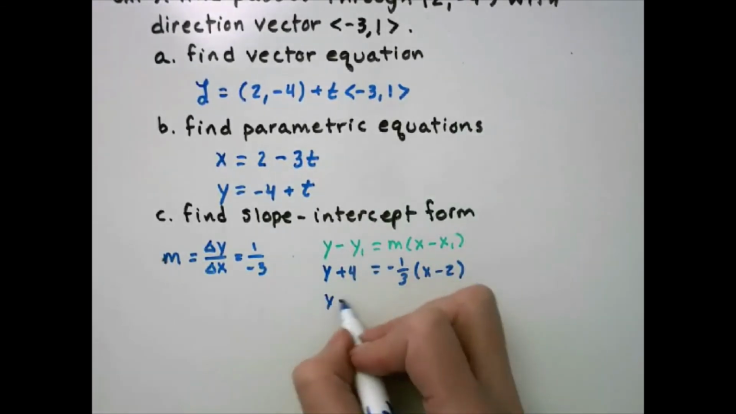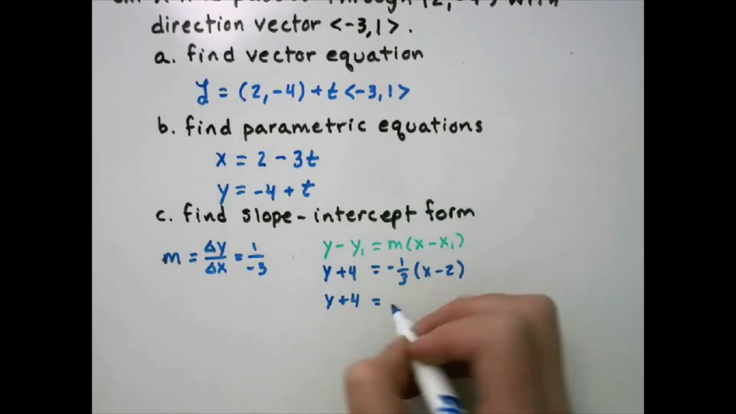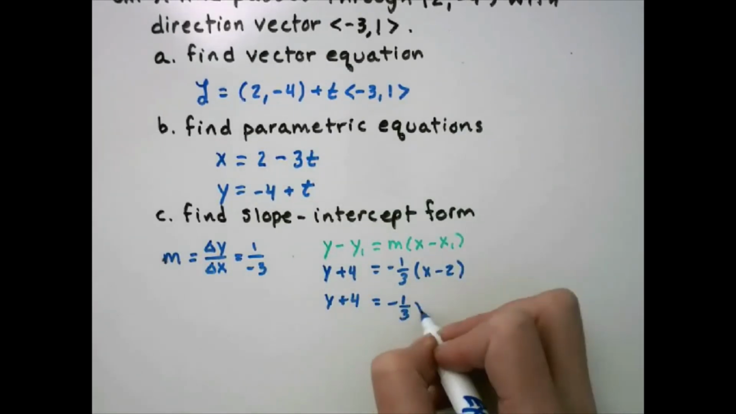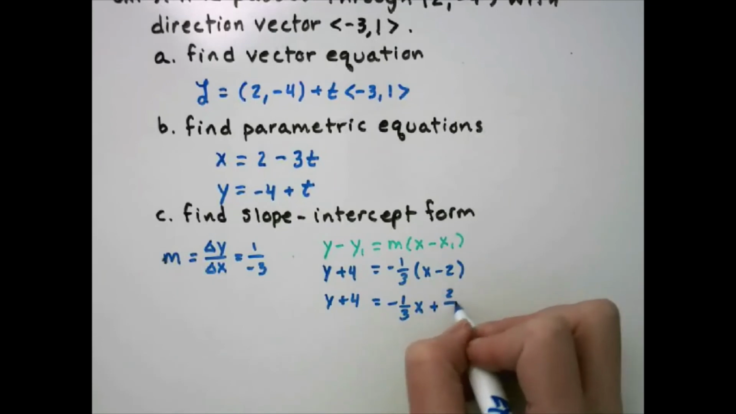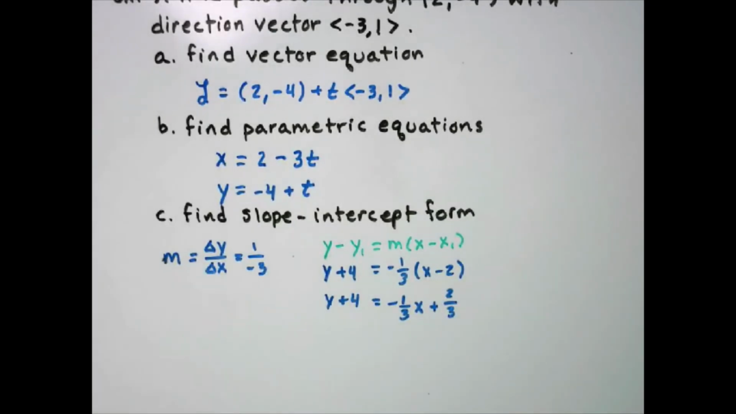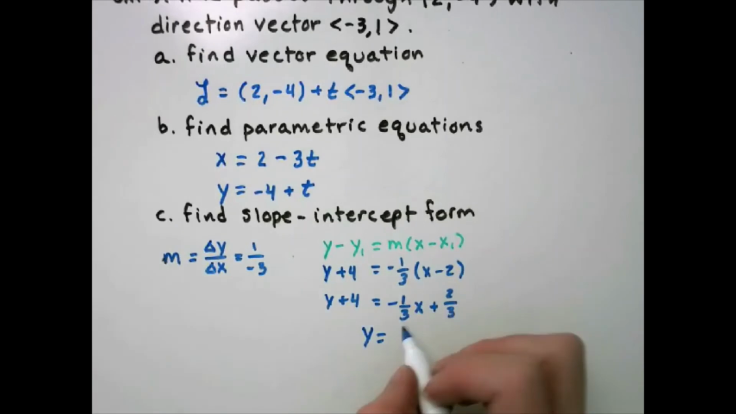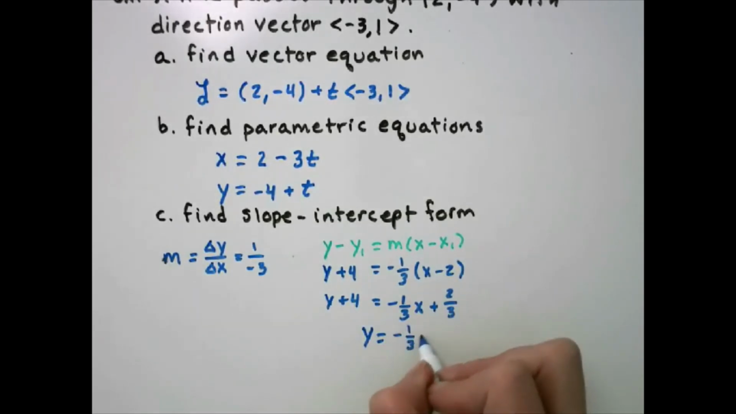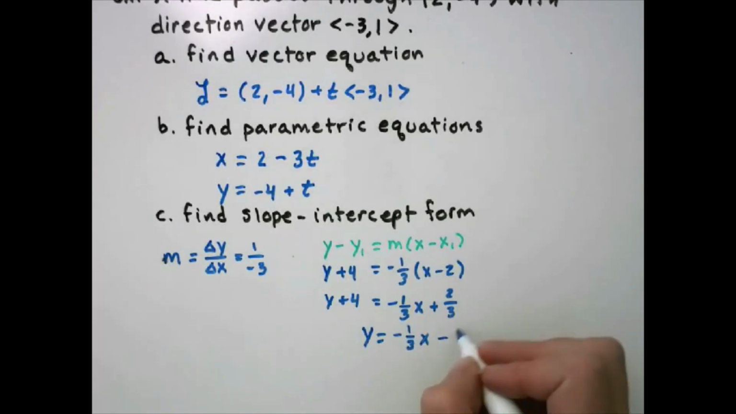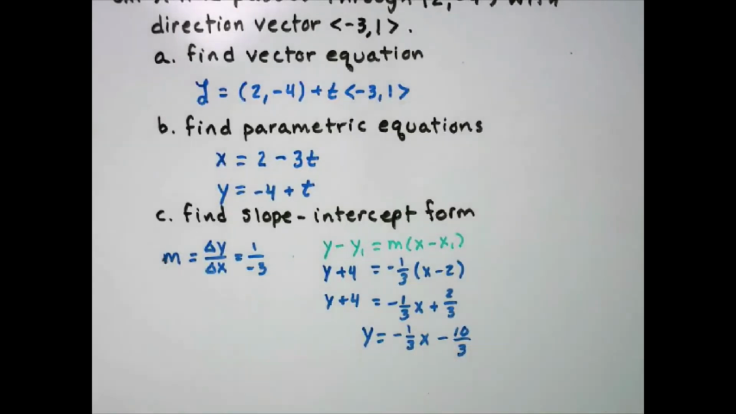So I'll distribute. So we're going to have plus 2/3. And then I'm going to subtract 4, which would be 12/3. So y is going to equal negative 1/3 x minus 10/3.